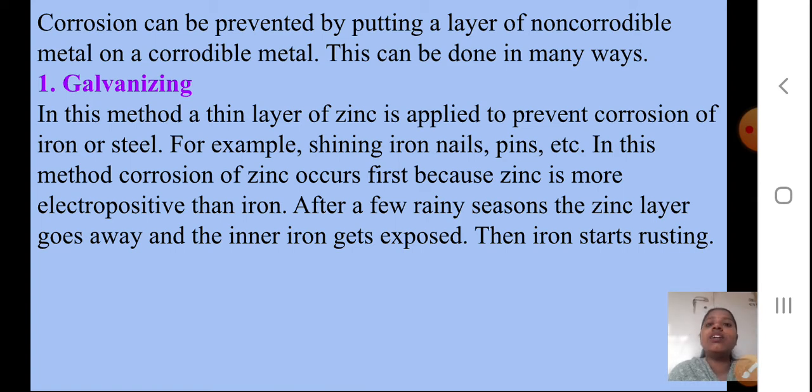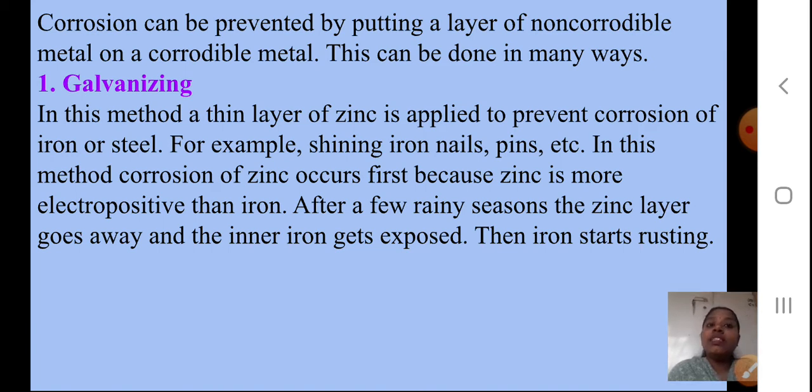Okay, so we'll see the new techniques, what we can do. Now in that, the first one is galvanizing. Now what is galvanizing? In this method, a thin layer of zinc is applied to prevent corrosion of iron or steel. For example, shining iron nails, pins, etc.